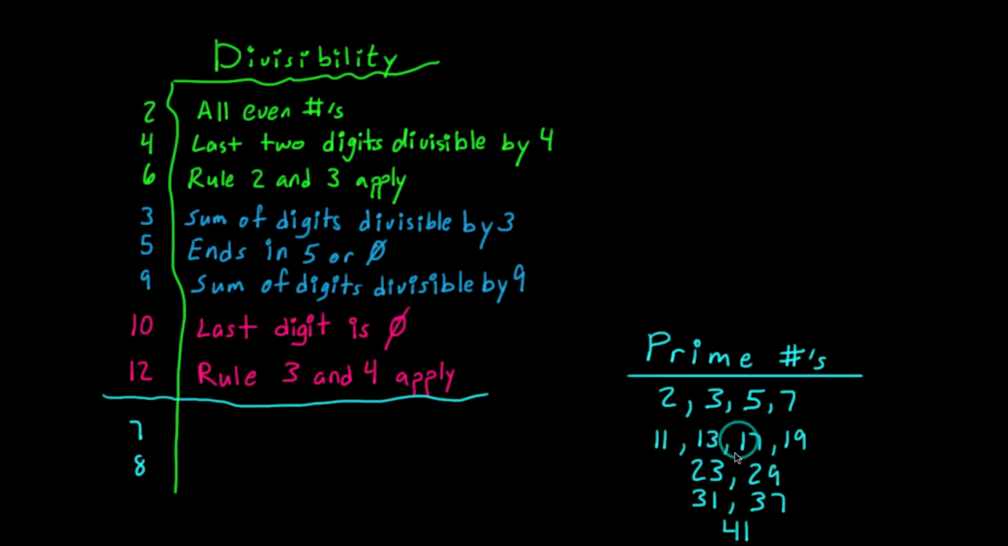I suggest to my students that they memorize the first 13 prime numbers, and I've listed those numbers below. And I've also broken them into specific groups. We have the ones, teens, 20s, 30s, and then 40s. And that's just a chunking method to help people memorize information.